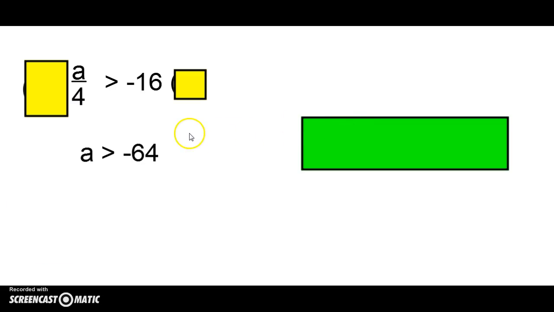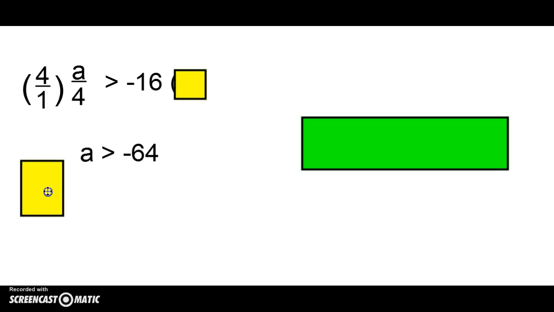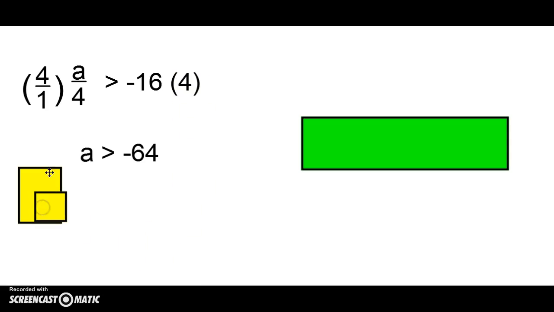All right, so here, same thing. A divided by 4 is greater than negative 16. We want to get rid of the 4. We want A to be alone. So we would ask ourselves, what's happening to A is being divided by 4. So to get A alone and get rid of 4, you'd multiply 4 over 1. The 4's would cross out. If you multiply this side times 4, then you'd have negative 16 times 4. And the inequality does not change because we aren't multiplying by a negative number.